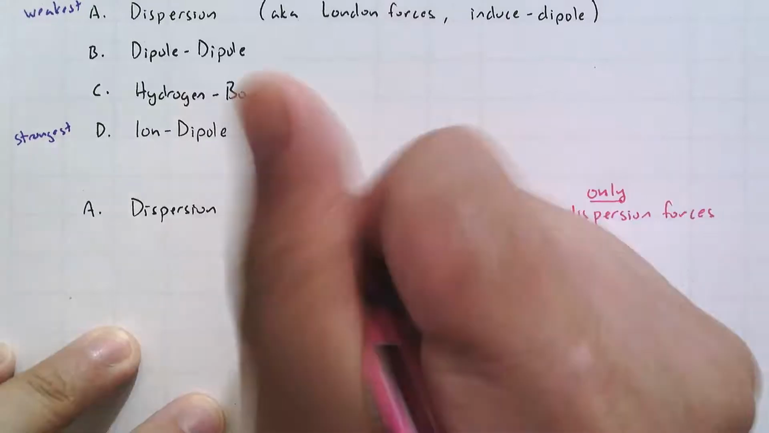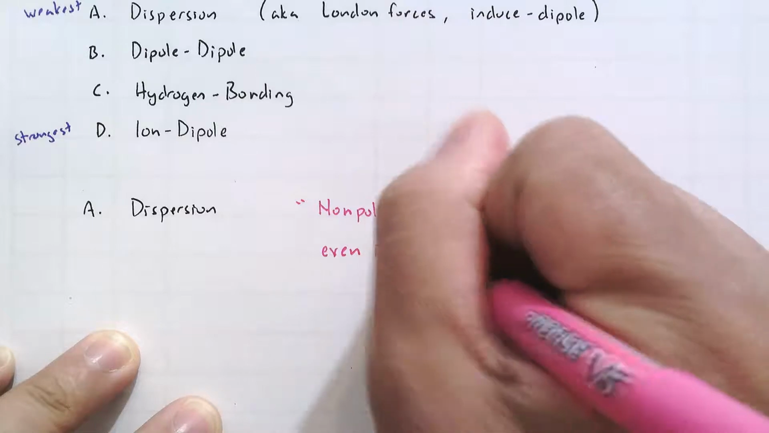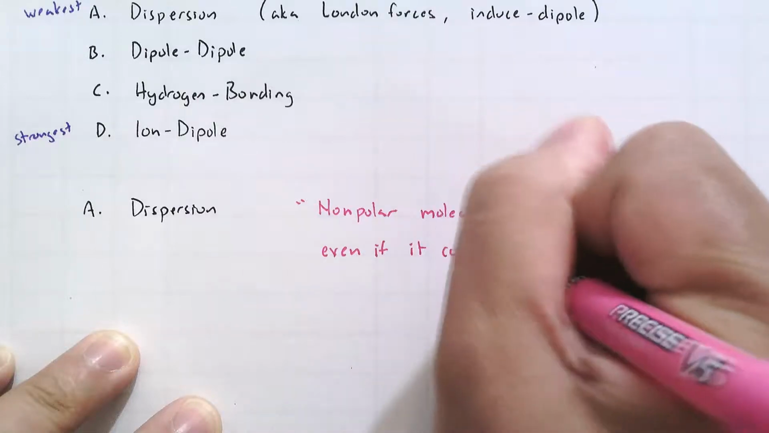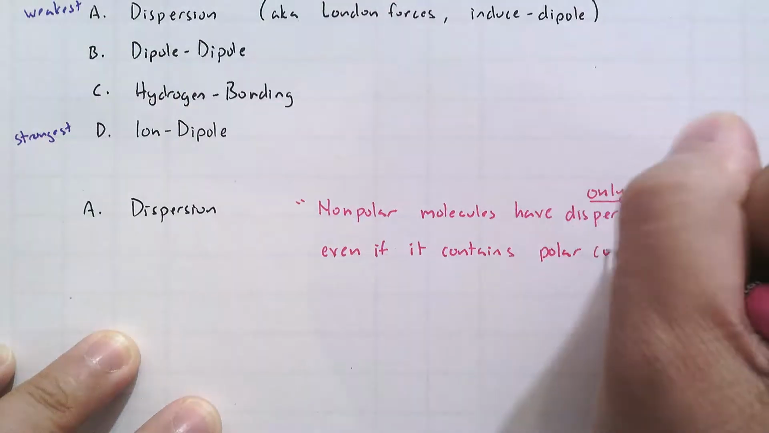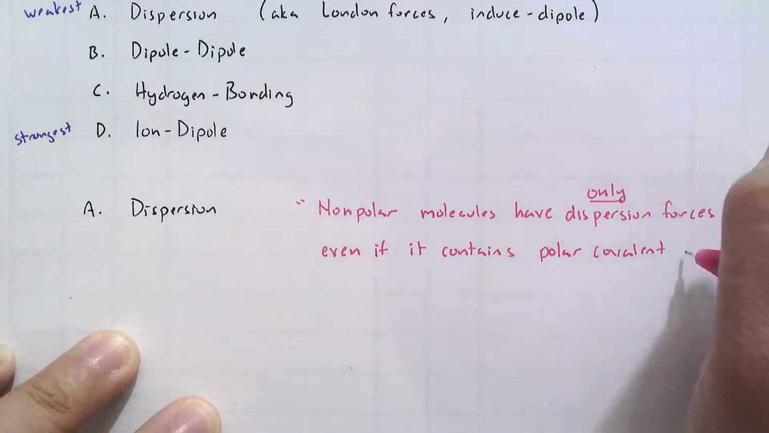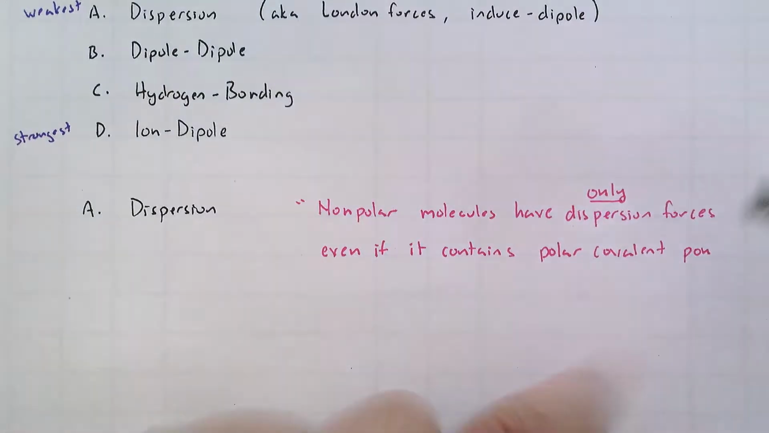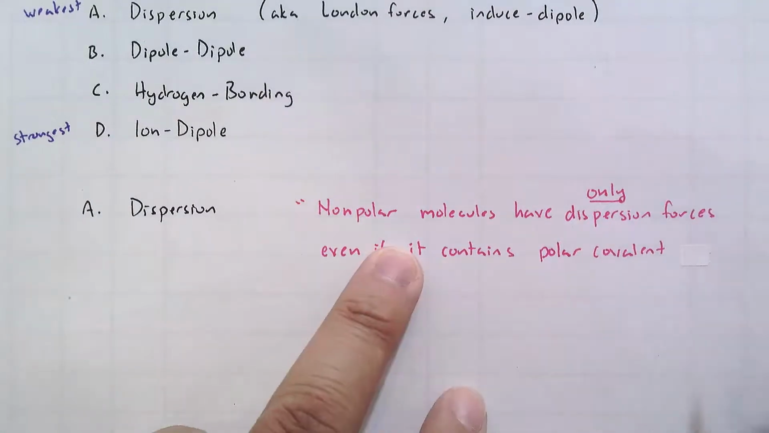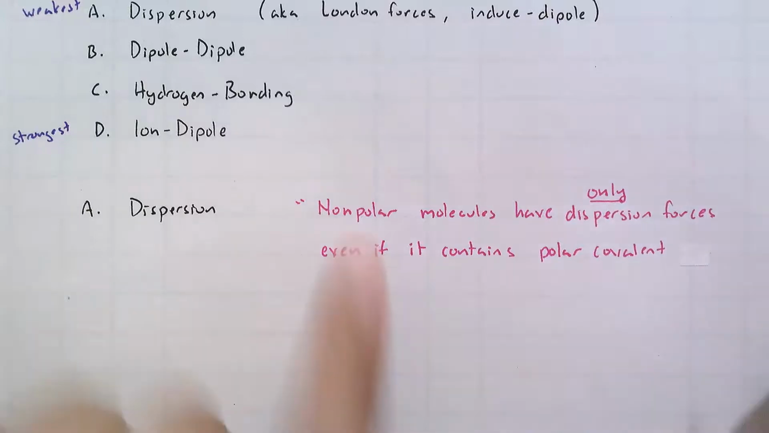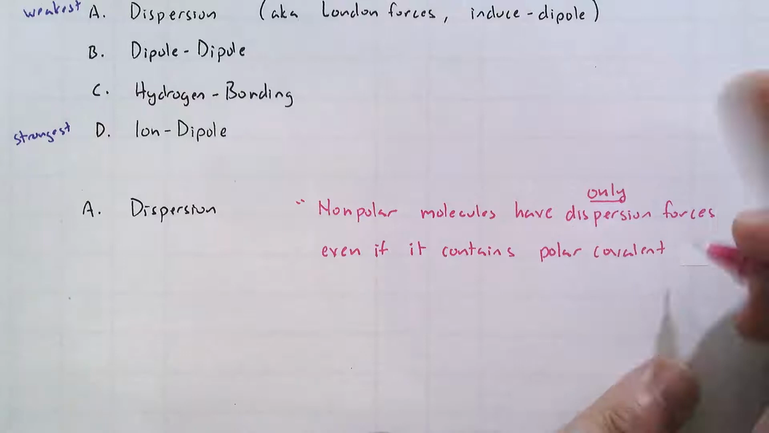Even if it contains polar covalent bonds. So that's kind of weird. The molecule has polar covalent bonds, but if the molecule is symmetrical and those dipoles cancel out, the molecule is nonpolar, and nonpolar molecules only have dispersion forces.